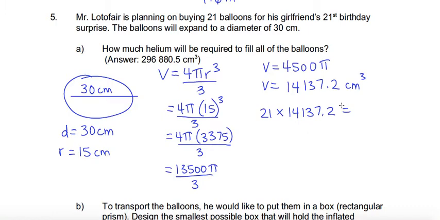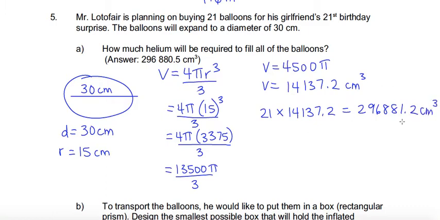So 21 times 14,137.2 gives me 296,881.2, and my units are centimeters cubed.